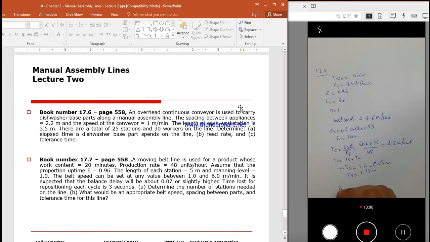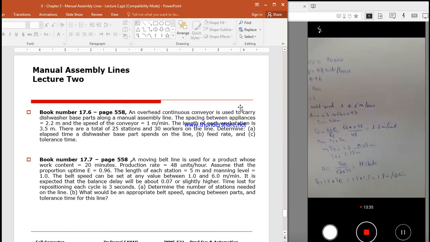So we are going to calculate the number of workstations. If we go back to the equation, it is TWC over EB times TS. So this will be equal to 18.7, or 19 stations. Now we know the tolerance time is 1.5 times TC, which is 1.5 times 1.2, equal to 1.8 minutes per station.